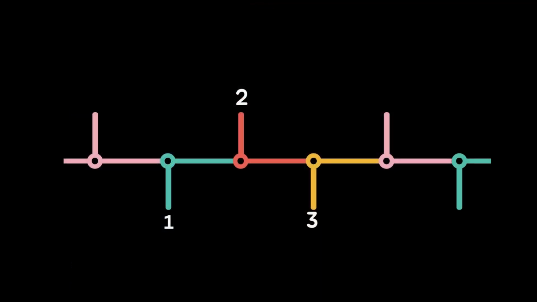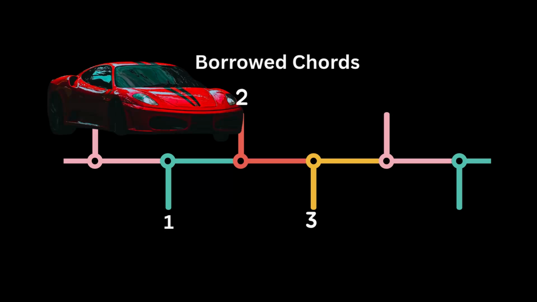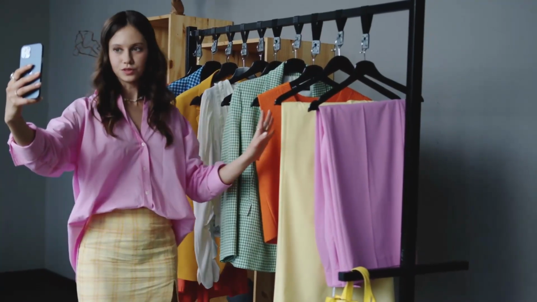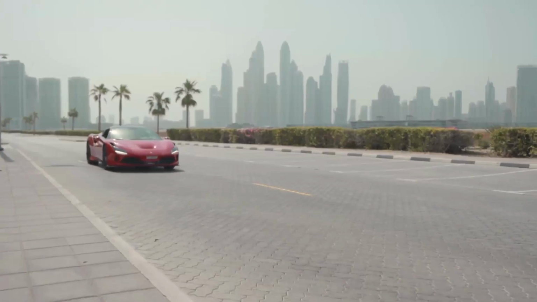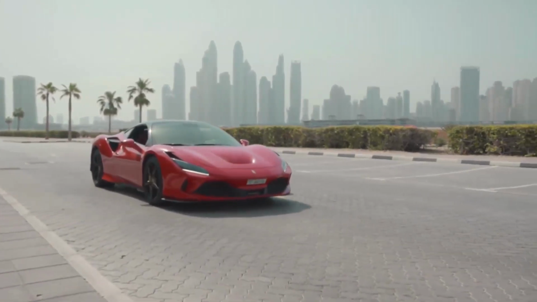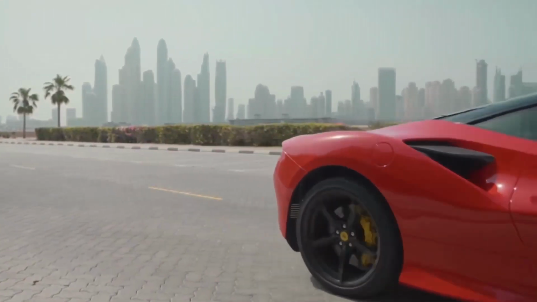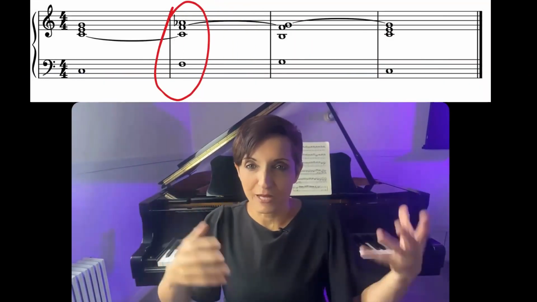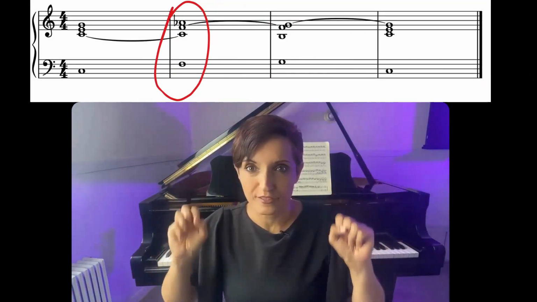Point 3, borrowed chords. New clothes, same role. Do you know any of those people who might want to drive a Ferrari just once in a while? And so they go and they rent a Ferrari for one day. They don't own a Ferrari, but they rent it. Chords behave in the same way. Take, for instance, an F minor chord in the context of C major key.